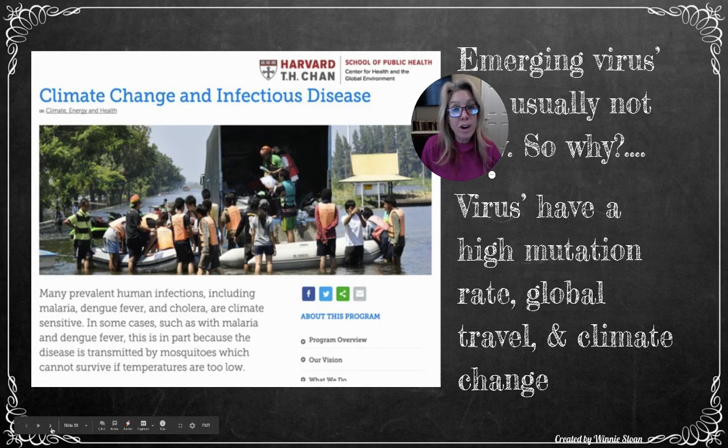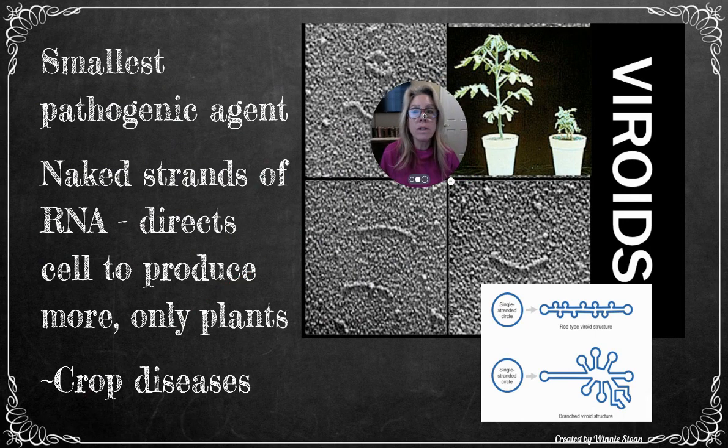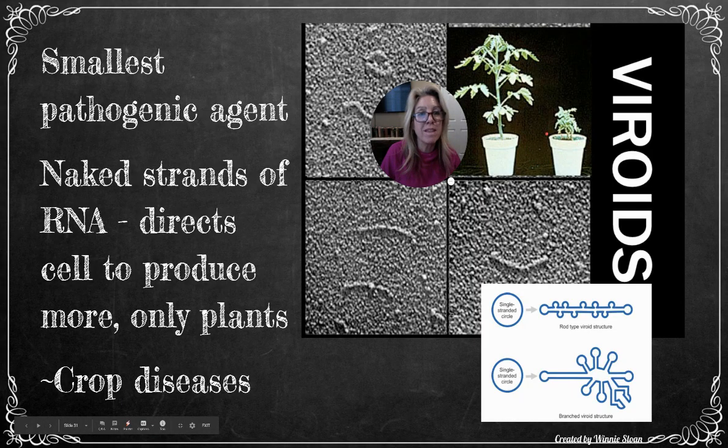Okay, then there's still other infectious agents. One of those is viroids. This is the smallest pathogenic agent, and this is just a naked piece of RNA. It does not have a protein capsid. It seems to only impact plants, and it directs the cell to produce more of itself. So on your notes, naked strands of RNA direct cell to produce more, and it can cause crop diseases. Now it is single-stranded, but it can fold and be self-complementary. So it looks like it's in a rod shape, but it's just like a circle that you smush down into a rod shape, and it can cause severe crop diseases. So this is without a viroid, and this is with a viroid. Okay, so direct cell to produce more.